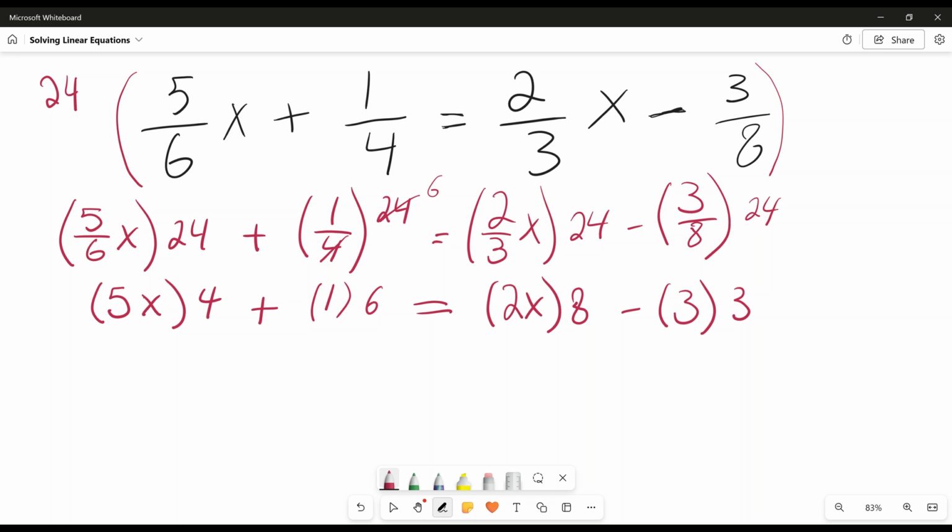Okay? Now we just need to get rid of our parentheses. And the way to get rid of that is you multiply the 4 out. So here I'm going to multiply the 4, here I'm going to multiply the 6, here I'm going to multiply the 8, here I'm going to multiply the 3. So 4 times 5 is 20, and I drop the x. 1 times 6 is 6. 2 times 8 is 16. I drop the x. And 3 times 3 is 9.